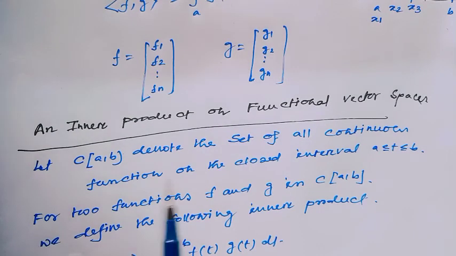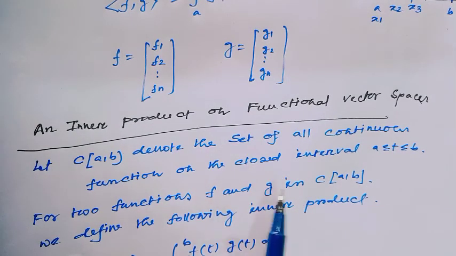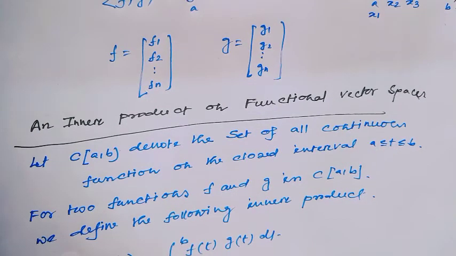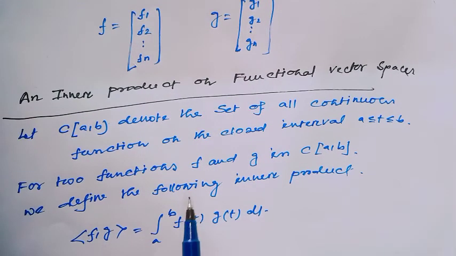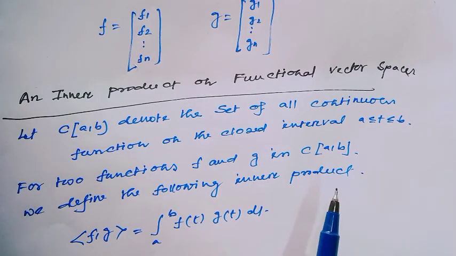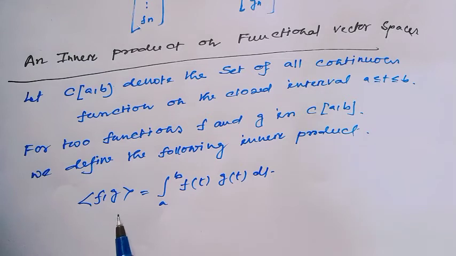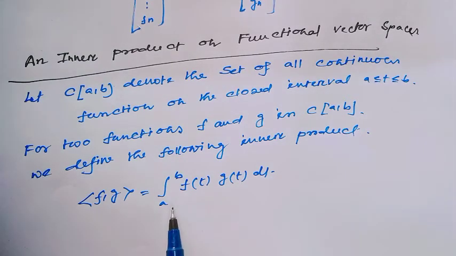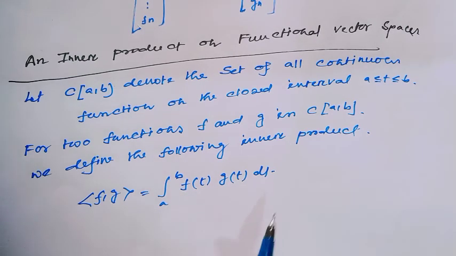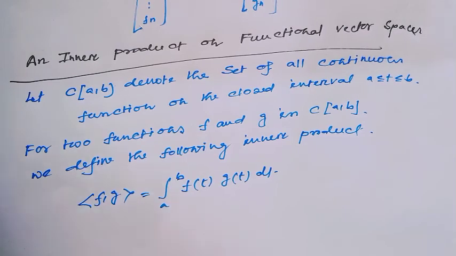Let C[a,b] denote the set of all continuous functions on the closed interval [a,b]. Then for two functions f and g in C[a,b], we define the following inner product: inner product f comma g equals integration a to b of f(t) g(t) dt. Okay. Now I will verify all the conditions of an inner product.